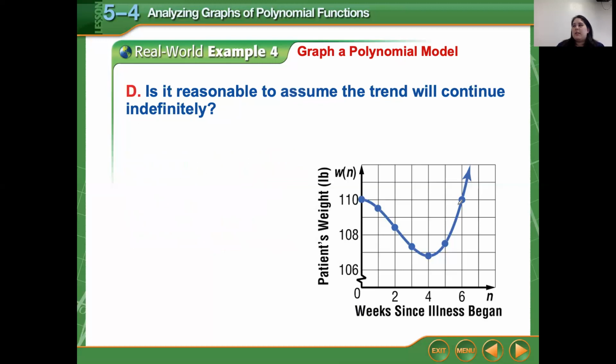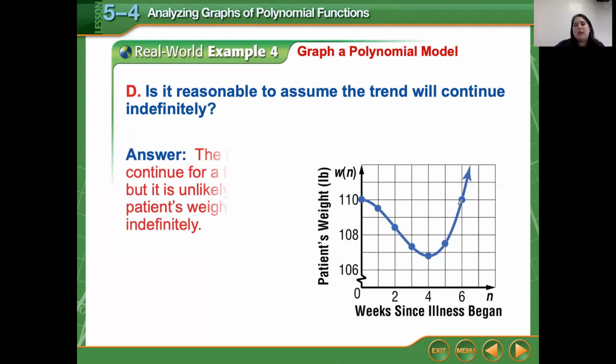And last, is it reasonable to assume the trend will continue indefinitely? So the question is whether the trend is going to continue to increase forever and ever. Our answer is it might go for a little while longer, but it's not going to continue forever. Usually weight tends to flatten out at some point, unless you work out again. It's also likely that you can get sick again and lose weight again. So it's not simply, oh, I lost some, gained some, and I'm always going to gain some. That's what we have to look at when they talk about trends. It's not reasonable to continue forever.